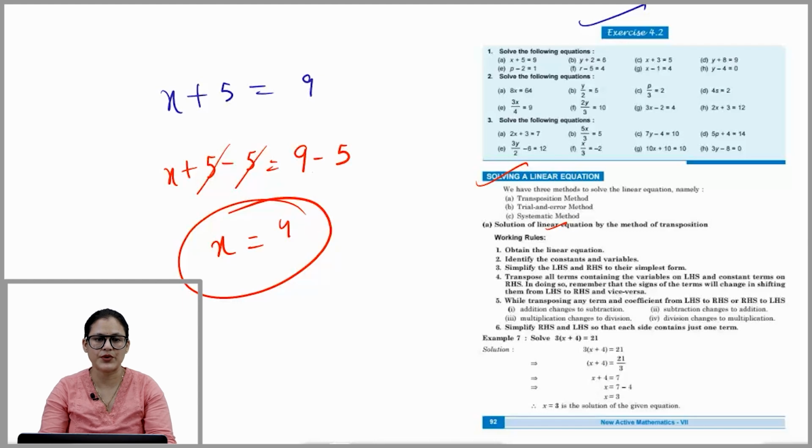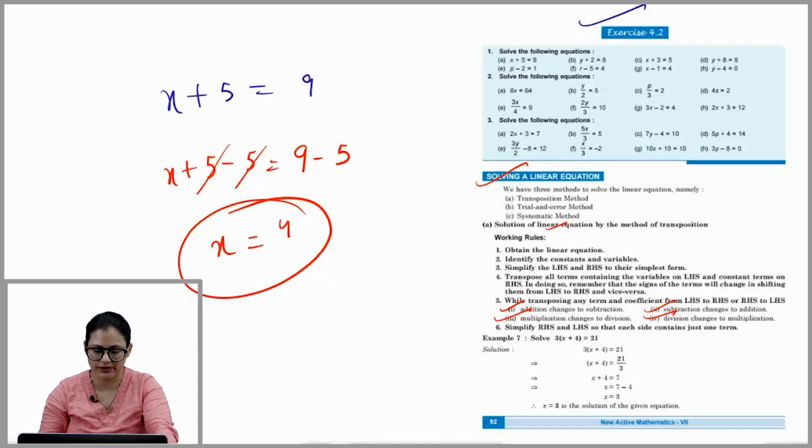And number 5, while transposing any term and coefficient from LHS to RHS or RHS to LHS: one, addition changes to subtraction, okay, remember that. Subtraction changes to addition. Multiplication changes to division, and number 4, division changes to multiplication. Okay, this happens while we transpose any term or coefficient from LHS to RHS or RHS to LHS, right? And 6, simplify RHS and LHS so that each side contains just one term.